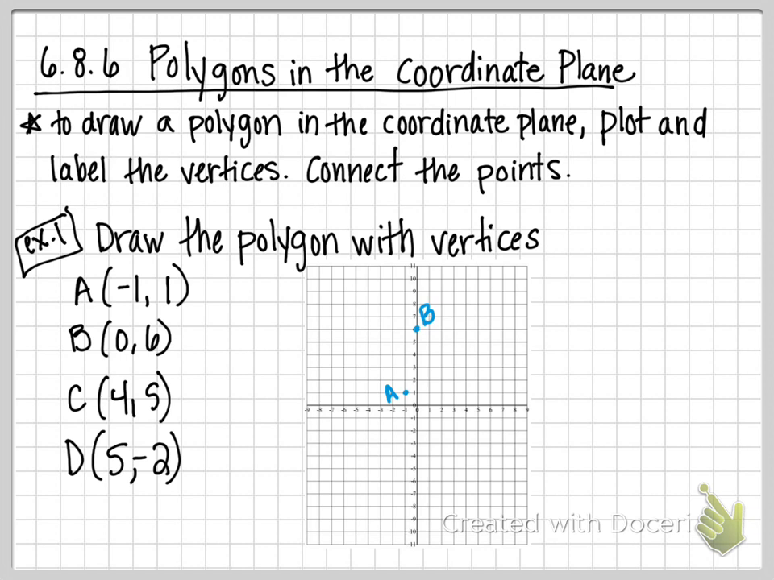Point C is at (4, 5). So I'll go 4 to the right and up 5. So somewhere about right here. And point D is at (5, -2). So 5 to the right, down 2. Okay. Then, once I've plotted the vertices, in order to make this a polygon, I need to connect them with lines so that it's a closed shape. Okay? So I'm going to connect them with straight lines, like dot to dot.